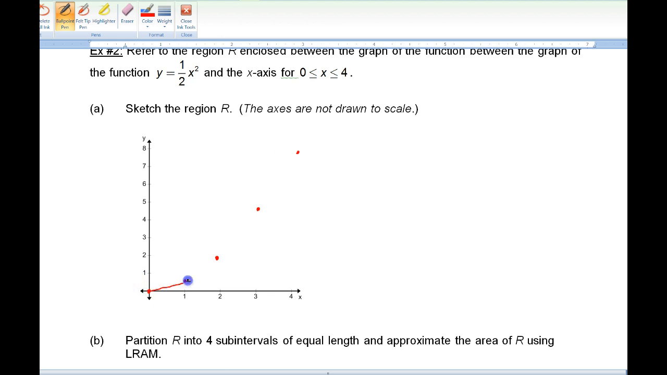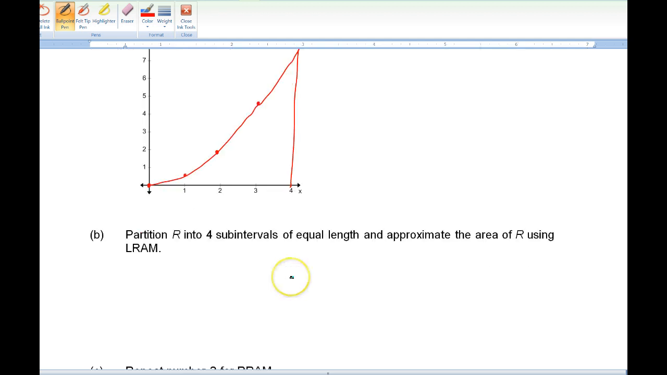So here is the graph that we're looking at. We want to cut it off. That's the region R that we are looking at. We're going to partition R into 4 subintervals. It's nice because it's 1, 2, 3, and 4, so we don't have to worry about decimals in this example. And we want to do LRAM.